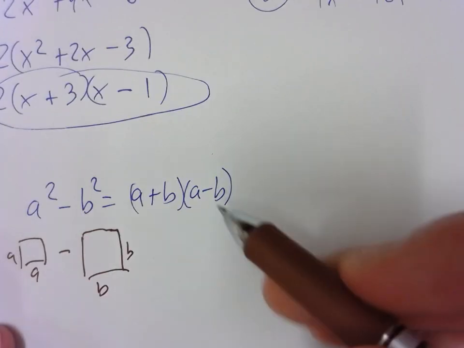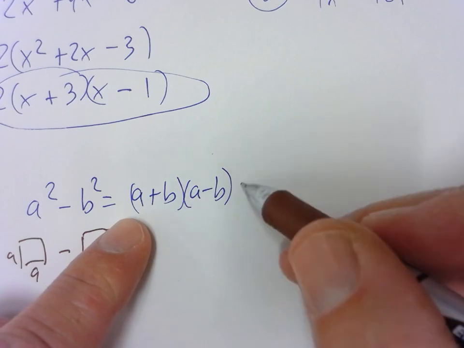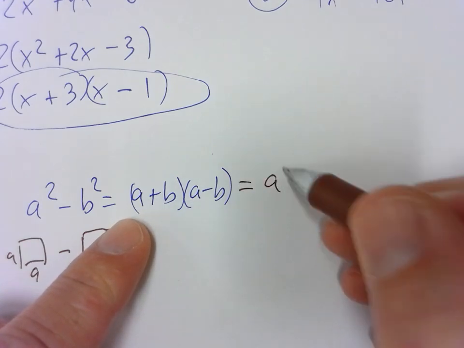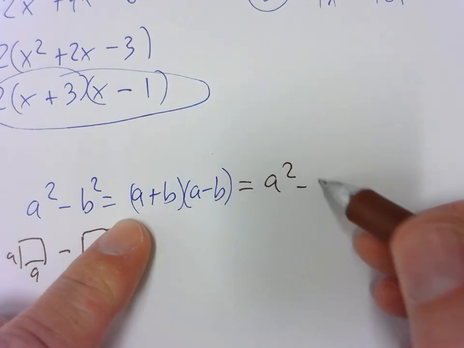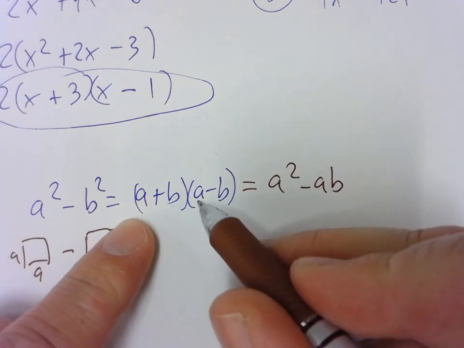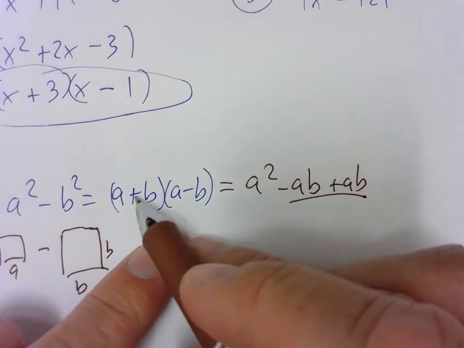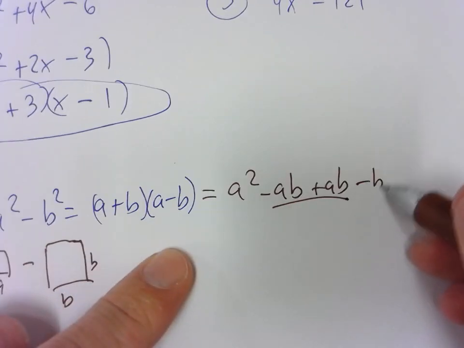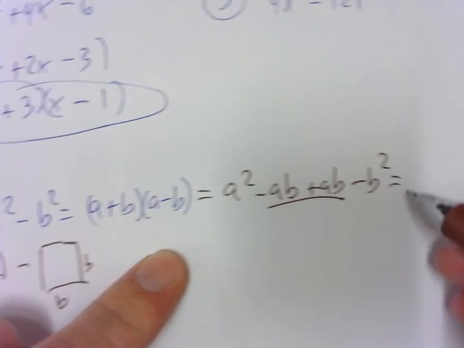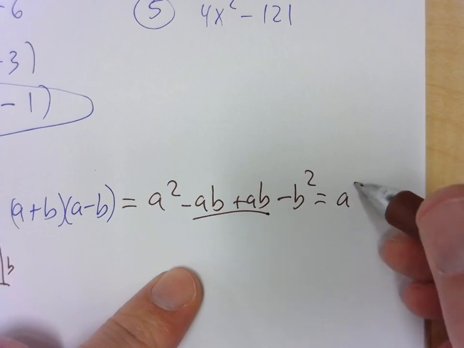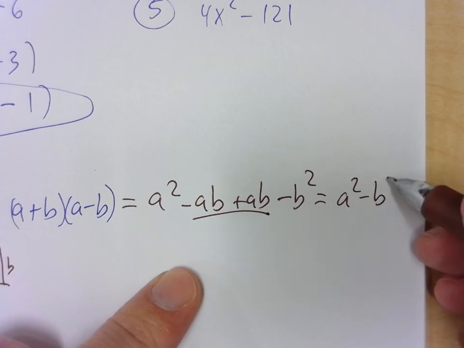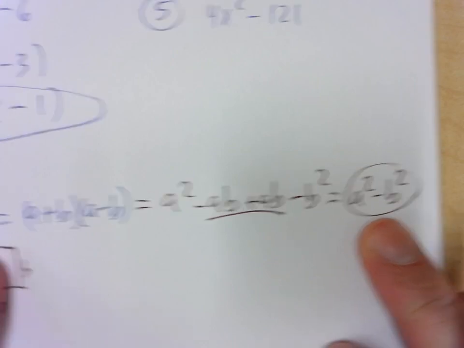So if I FOIL this out, a times a makes the a squared. This times this makes negative ab. This times this makes positive ab. And see, those are going to cancel out. And then this times this makes negative b squared. So the final result is a squared minus b squared, which is what I started with over here in the beginning.